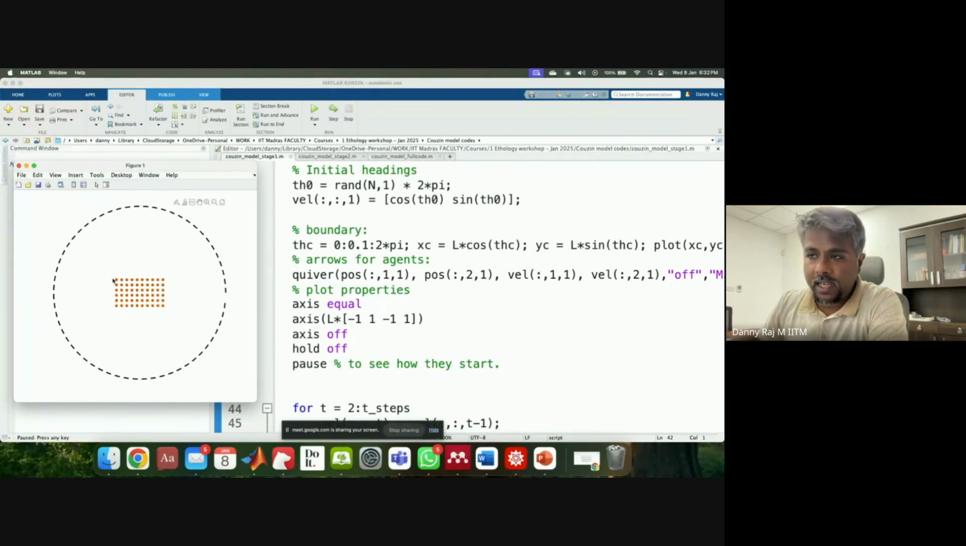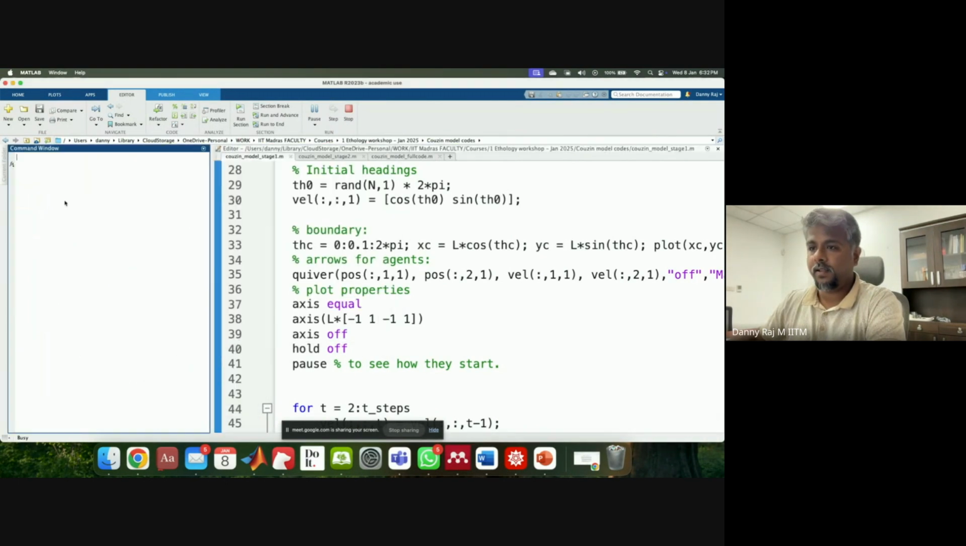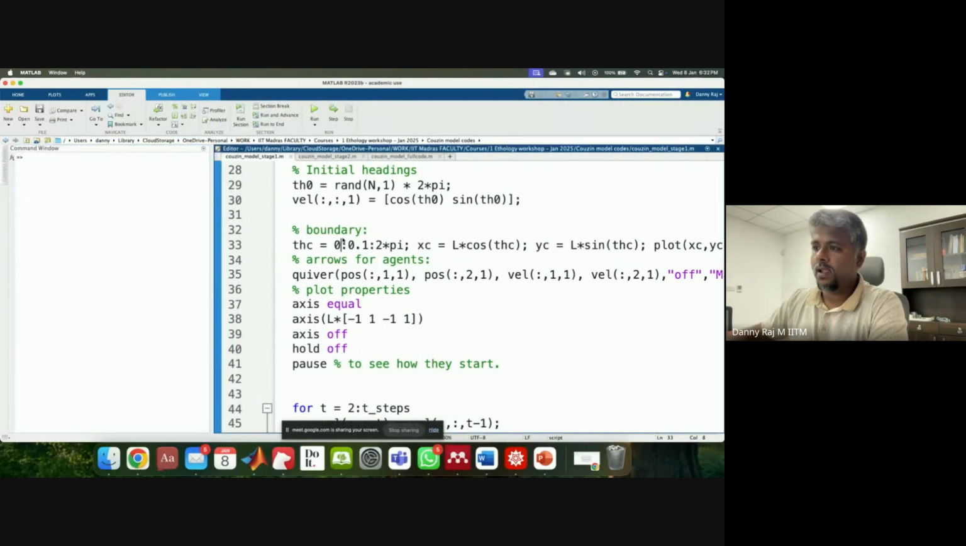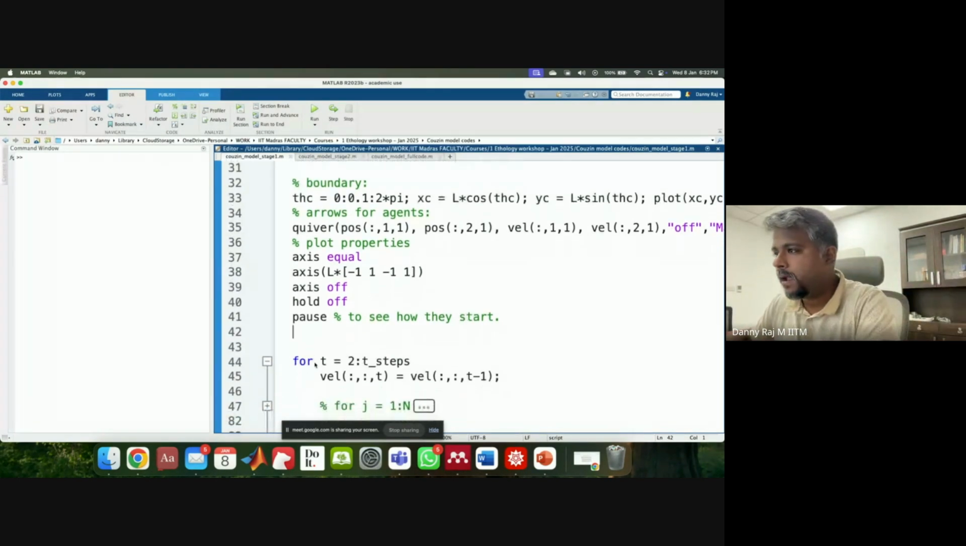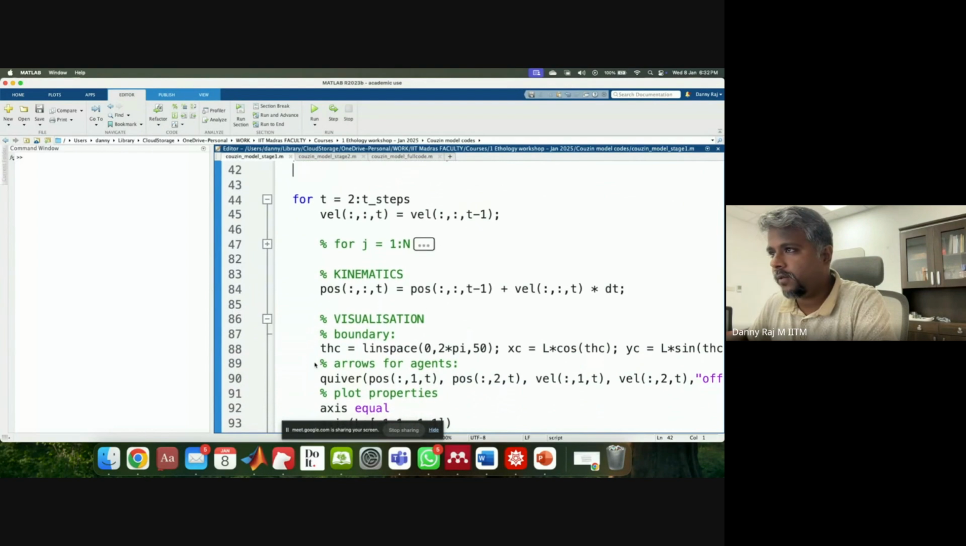So I wanted things to be ordered as a square, as a rectangle. It's ordered in the rectangular grid. It's at the center, done. There's an arena of a certain size, done. All right, but let's stop here. Okay, so that's the first 41 lines of the code. I've just plotted an initial configuration. That is all. Okay, now let's move down.